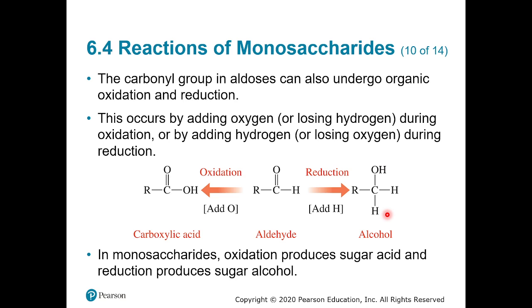All right. So your carbonyl group and the aldoses, this can also undergo the organic oxidation reduction reaction. So this can actually occur via adding oxygen or losing hydrogen during the oxidation, or by adding hydrogen or losing oxygen during the reduction. And so right here we see the oxidation, where we've taken the aldehyde, we've reacted it to the carboxylic acid, and so that is an oxidation there. Okay. Right here we see the alcohol being formed from the aldehyde, and that's the reduction right there.